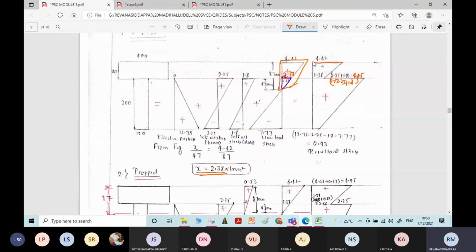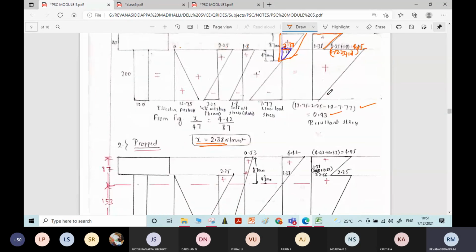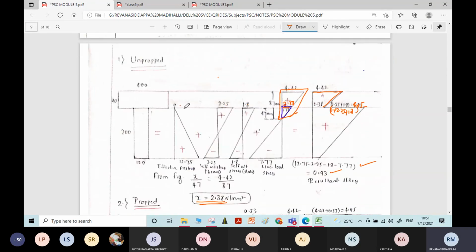Initially the top fiber stresses over the top of the slab, then the stress due to the full section, 2.38 plus 1.8 plus 2.25 plus 0, which is the stress corresponding to the top of the beam. That I have written. Then here we add all the things: 12.75 minus 2.25 minus 1.8 minus 7.77. If you do this, you will get 0.93 as the resultant stress at the bottom. In this way you need to draw the diagram of the resultant stress. This is for the unpropped condition.